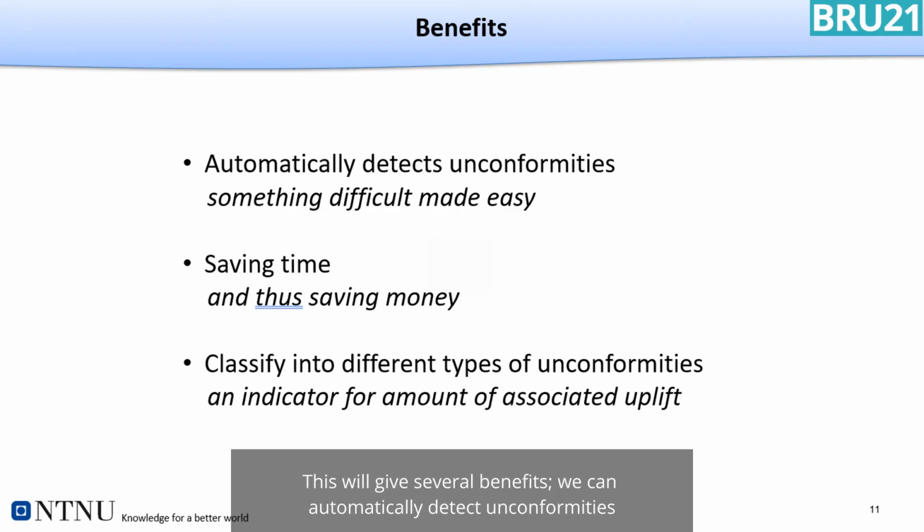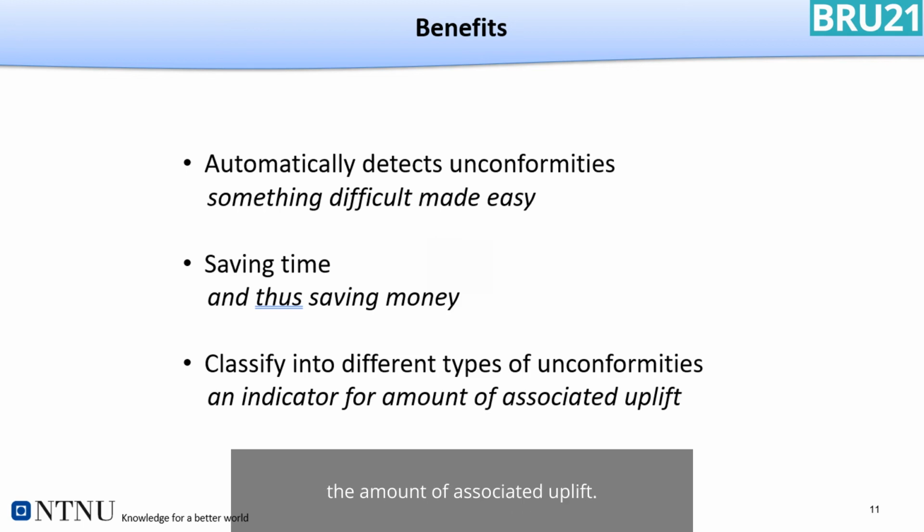This will give several benefits. We can automatically detect unconformities, which will simplify the workflow. We can save a lot of time and therewith also money. And we can classify them into different types of unconformities and hopefully say something about the amount of associated uplift.